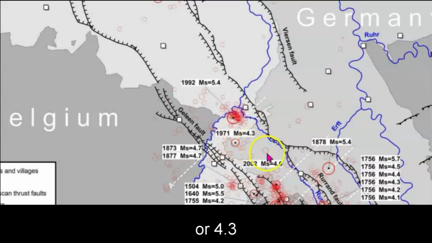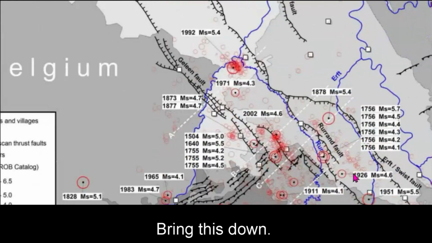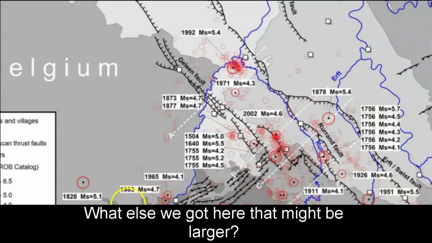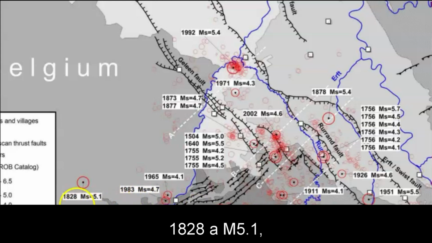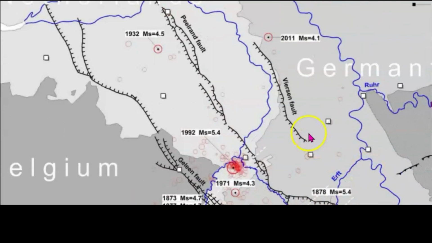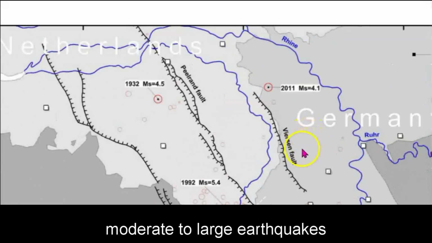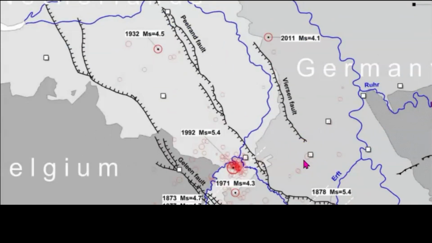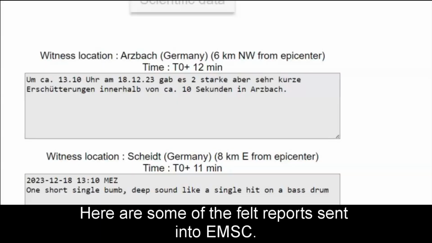1971, a 4.3. 1878, a 5.7. Let me try and bring this down. 1692, a magnitude 6.3. What else we got here that might be larger? 1828, a 5.1. Yeah, you have a lot more moderate to large earthquakes than you probably realized, or I even realized. Here are some of the felt reports sent into EMSC.